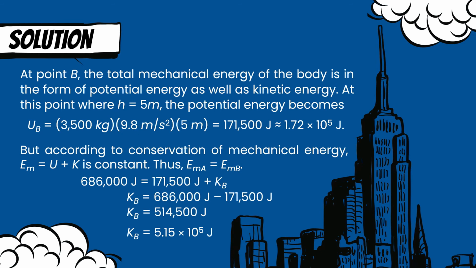But according to conservation of mechanical energy, E sub m is equal to U plus K is constant. Thus, the mechanical energy at point A is equal to the mechanical energy at point B. Then we have 686,000 joules is equal to 171,500 joules plus K sub B, where K sub B is now equal to 686,000 joules minus 171,500 joules. And simplifying, we have 514,500 joules. And the kinetic energy at point B is 5.145 times 10 raised to 5 joules.